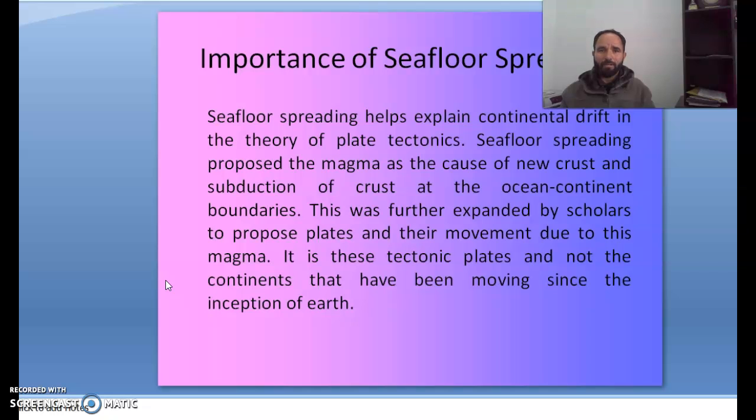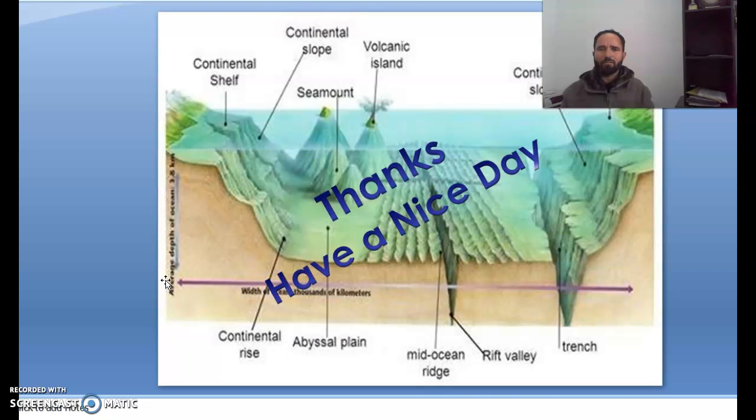Importance of seafloor spreading: seafloor spreading helps us to explain the continental drift theory and the plate tectonic theory. Seafloor spreading proposes magma as the cause of new crust and the subduction of crust at the oceanic-continental boundaries. This was further expounded by scholars to propose the plates and their movement due to this magma. It is these tectonic plates and not the continents that have been moving since the inception of Earth.